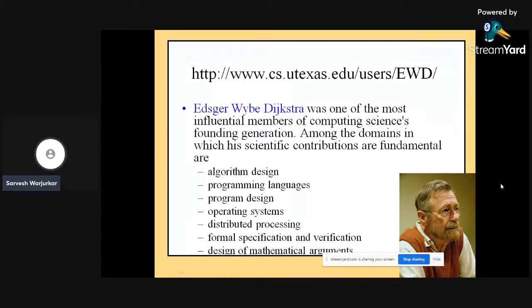Edsger Dijkstra was the most influential member of the computing science fundamental generation, and among the domains in which his scientific contributions are fundamental, he designed various algorithms, programming languages, program design, operating systems, distributed processing, and so on.